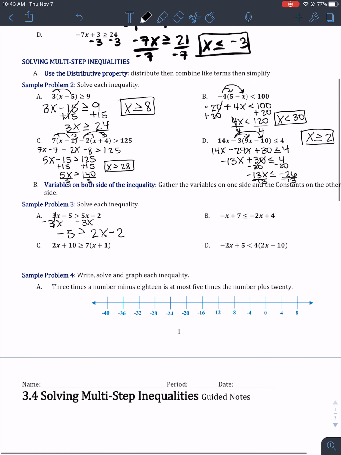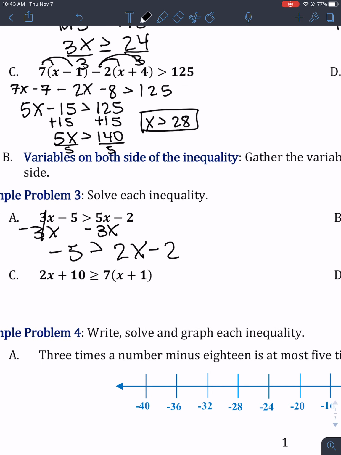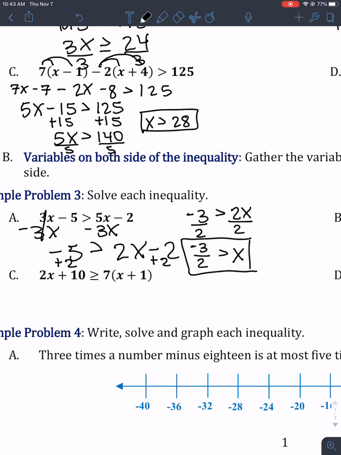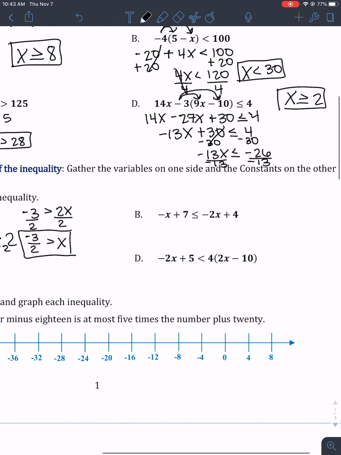And then I want to, let's zoom in so we can see a little better. I can write a little easier. So I have -5 is greater than 2x minus 2, so I'm going to add 2 to both sides. So I have -3 greater than 2x, and I'm going to divide by 2, so x is greater than -3/2. Yes, it's okay to have a negative answer. That is fine. And you can just leave it straight as a fraction. I'm okay with that.